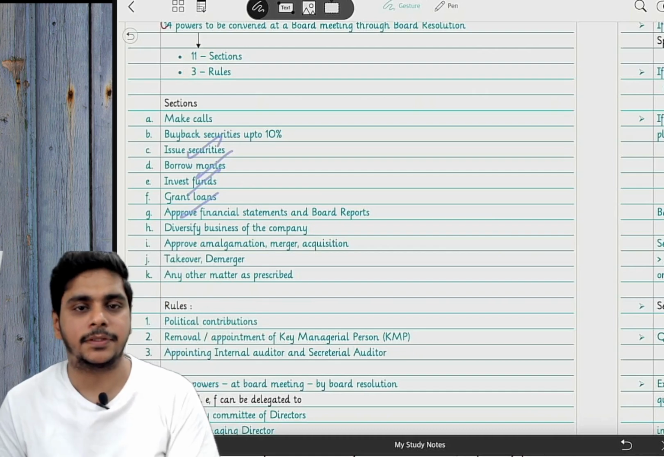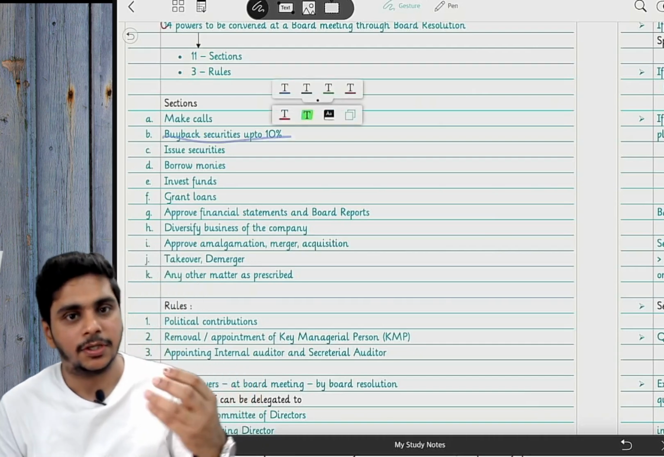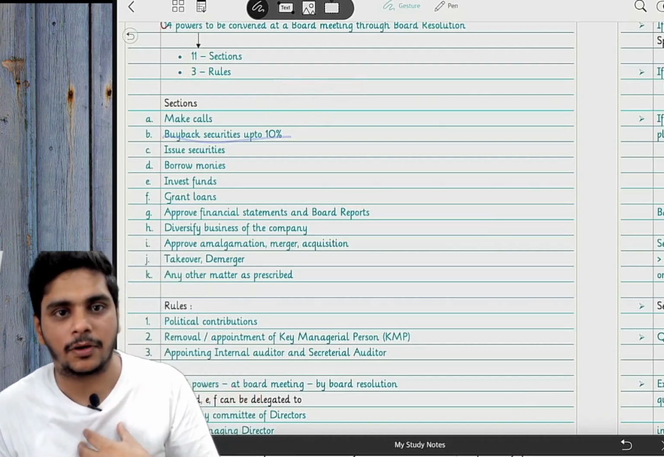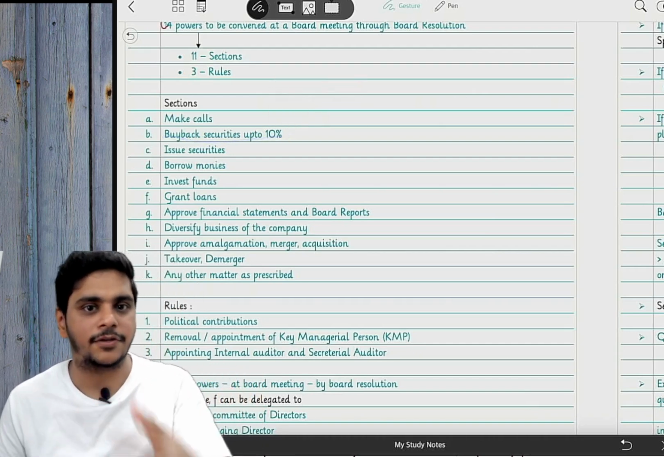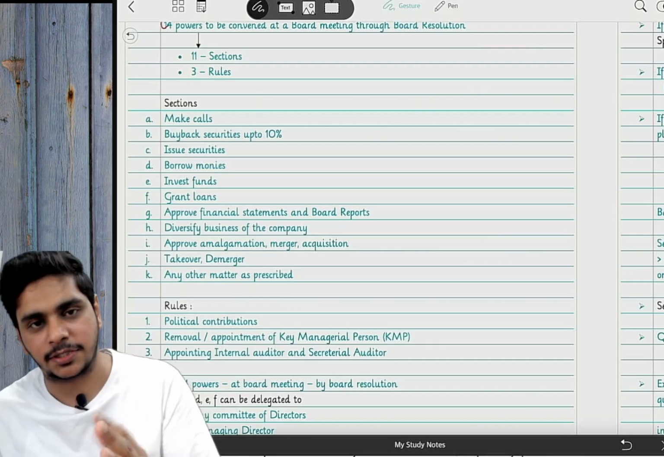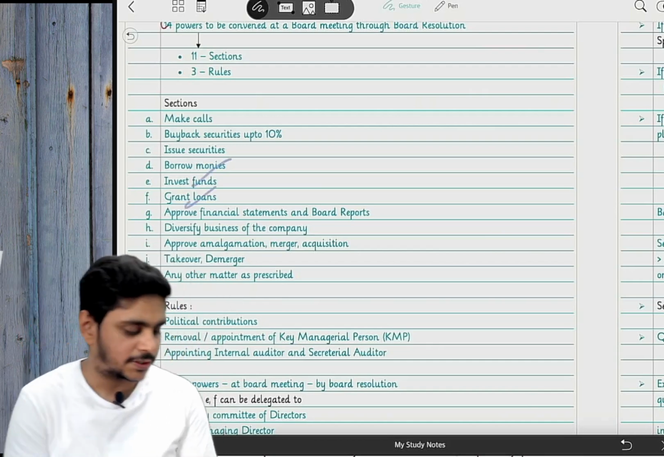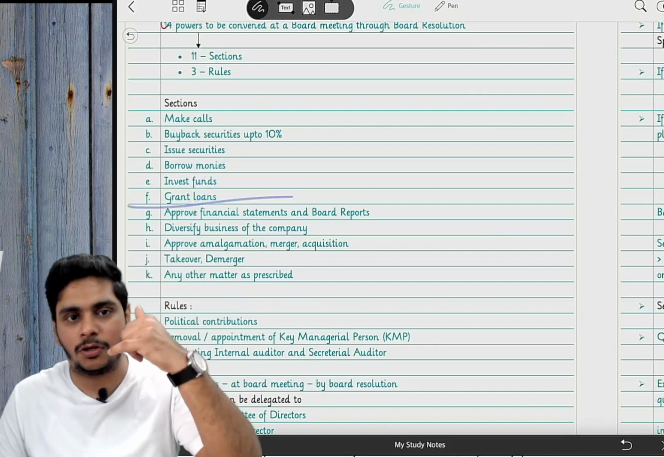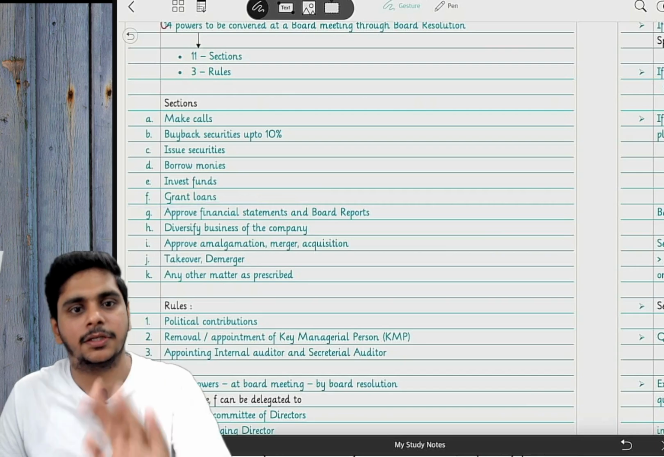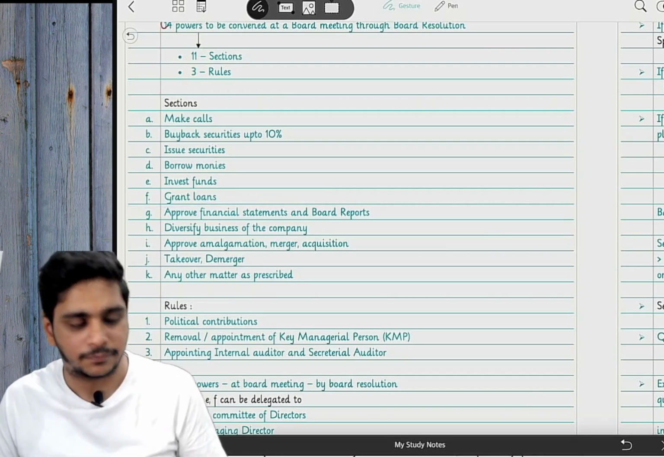Now how do you remember this? To make call, then we did buyback of securities. Once we bought back, we issued a lot of securities, and after issue then we borrowed money, we got a lot of money, we invested and we granted loan also. So these 6 are in sequence: call, buyback, issue, borrow, invest and grant loan.